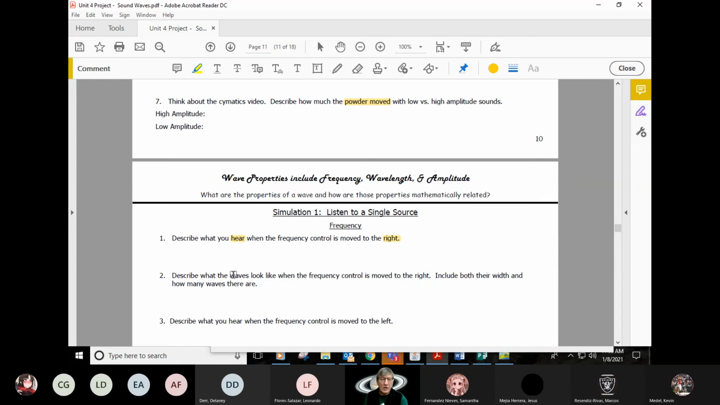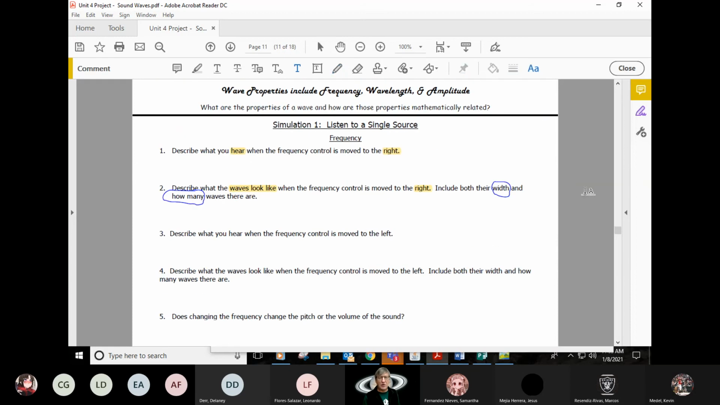For number 2, what do the waves look like when we move it to the right? But now I want you to do 2 things when you're telling me what they look like. You're going to describe the width of the wave, and you're going to estimate how many there are. And that doesn't have to be an actual number, just like there's more waves or less waves, just a comparison. That's going to be number 1. What do we hear when we move it to the right? Number 2, what do we see when we move it to the right? Number 3 and 4, the same thing, but we're going to move it to the left.